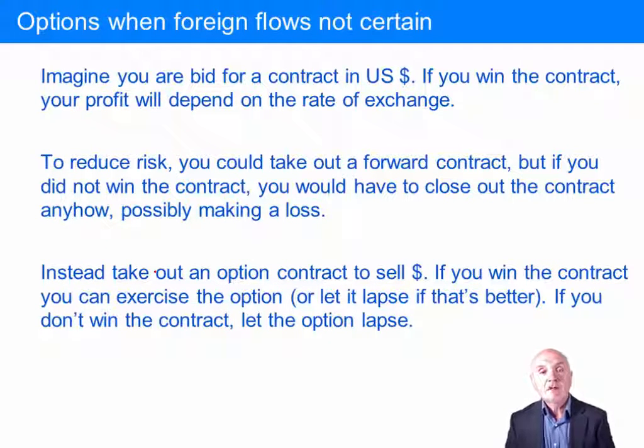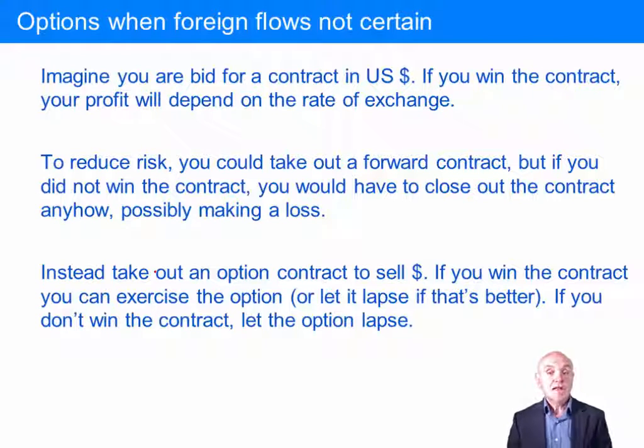If the foreign currency flows are not certain, it's extremely useful. So just reading through this, imagine you're putting in a bid for a US contract, you're putting it in US dollars. If you win the contract and you're going to be getting US dollars, then your profit margin is going to depend on what those dollars translate into in your own currency. Let's say it's pound sterling. And if by the time the contract is paid for, maybe 6 months' time, maybe a year's time, the dollar has weakened and you put that into your currency, you could actually be making a loss on the contract.